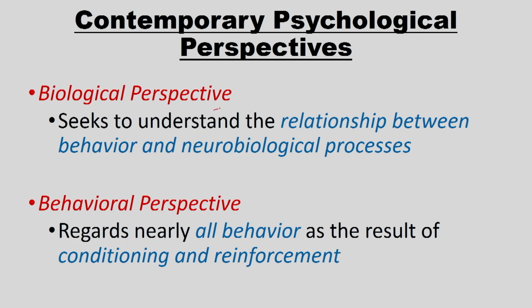The first perspective is called the biological perspective. So, what is the biological perspective? The biological perspective says that it seeks to understand the relationship between behavior and neurological processes. What this perspective actually does is that it looks at why a behavior happens in terms of neurological functions. What is the meaning of this?